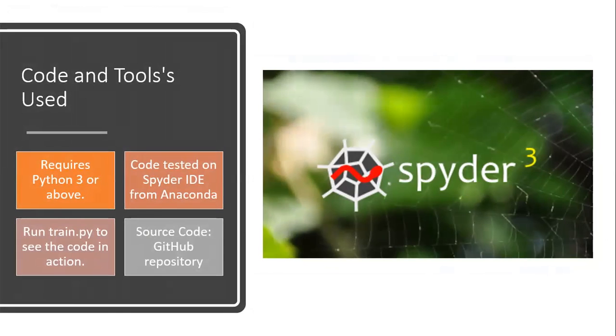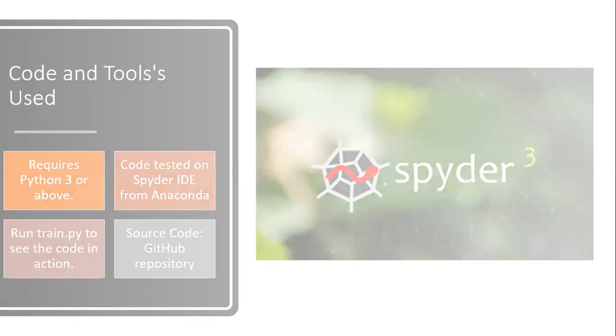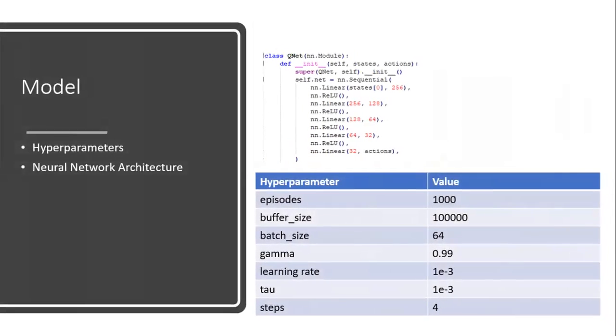I have used Python to train this reinforcement learning. This requires Python 3 or above. The code is tested on Spyder IDE. And then here is the neural network I have used with the Q-learning, and then the hyperparameters and the values which I have tuned for the network.